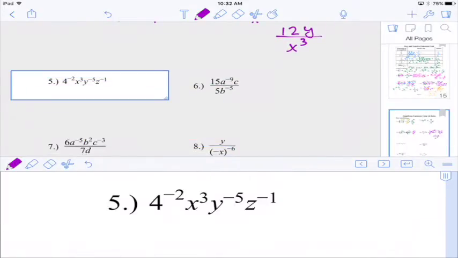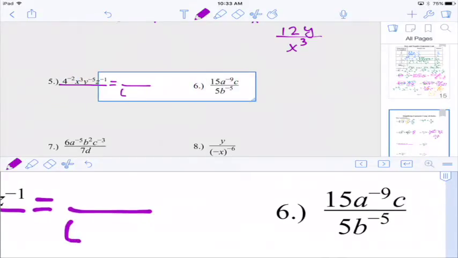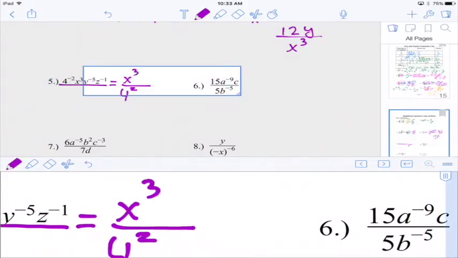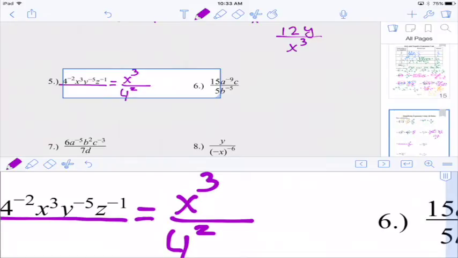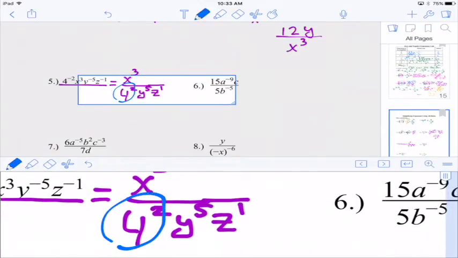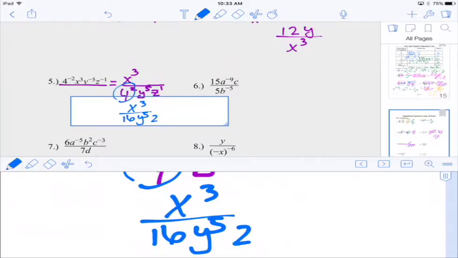Not too bad. Almost all of those are negative exponents except for the x cubed, so they're all going to go to the denominator. So that 4 squared goes to the denominator because it was negative 2. X cubed stays. Y to the negative fifth now goes down to the denominator as y to the fifth. And z to the first is now in the denominator. Then let's clean up 4 squared. Well, 4 squared is 4 times 4, 16. So our answer is x cubed over 16 y to the fifth z. I don't need to say z to the first. I could say z to the first if I wanted.